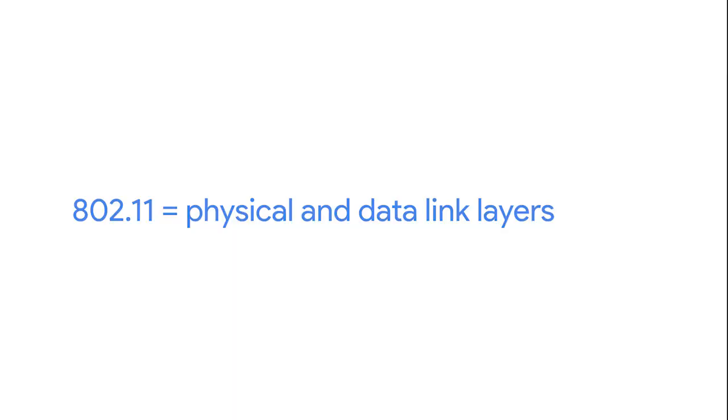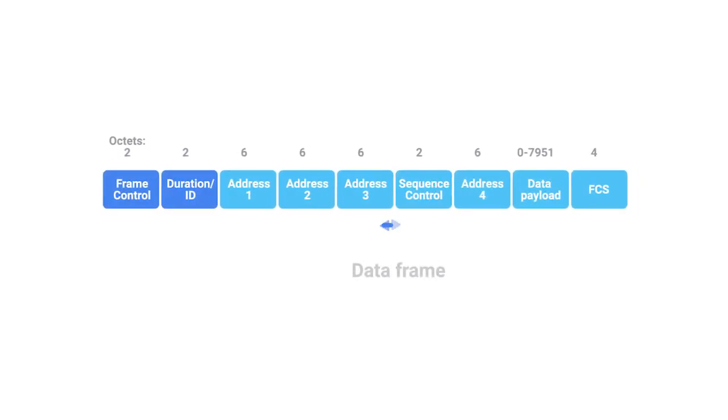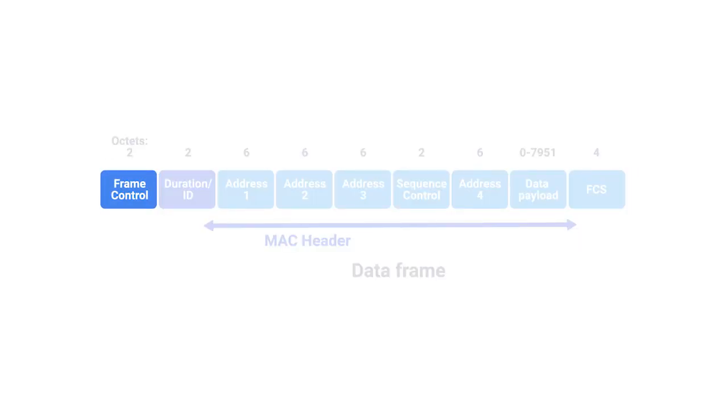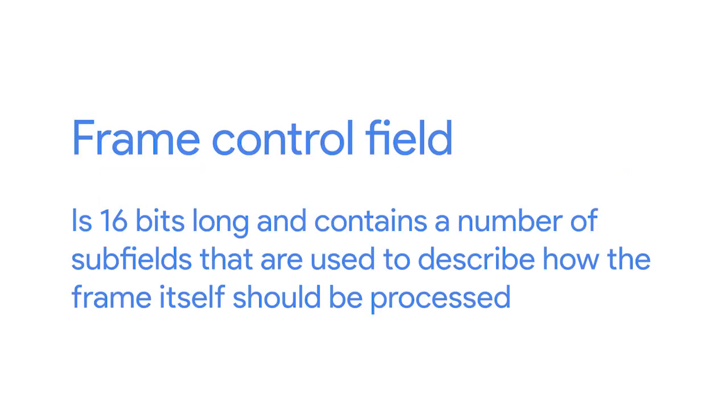In terms of our networking model, you should think of 802.11 protocols as defining how we operate at both the physical and the data link layers. An 802.11 frame has a number of fields. The first is called the frame control field. This field is 16 bits long and contains a number of subfields that are used to describe how the frame itself should be processed. This includes things like what version of the 802.11 was used.